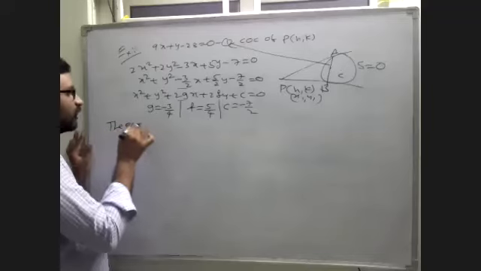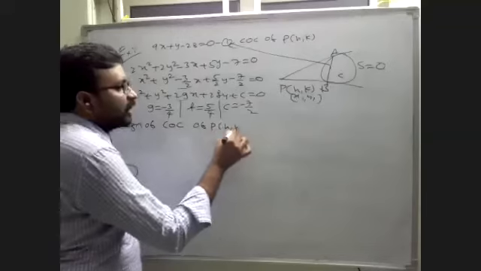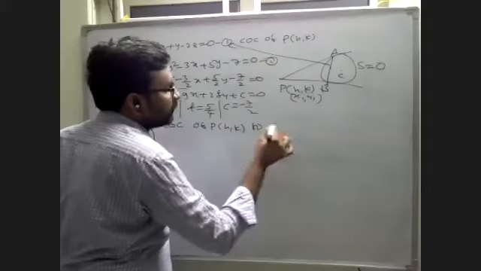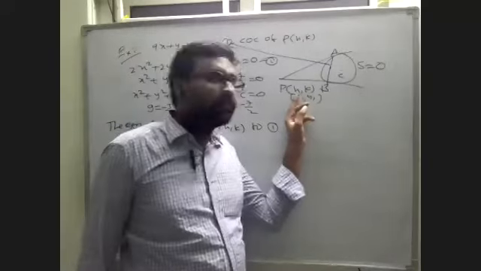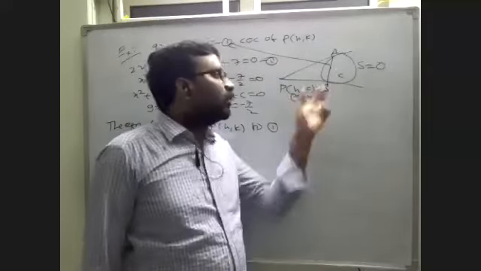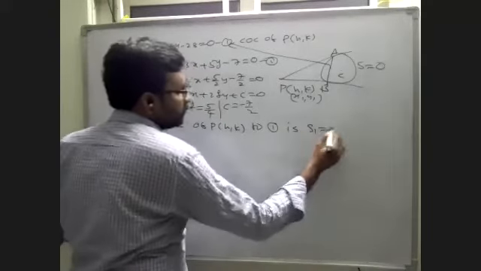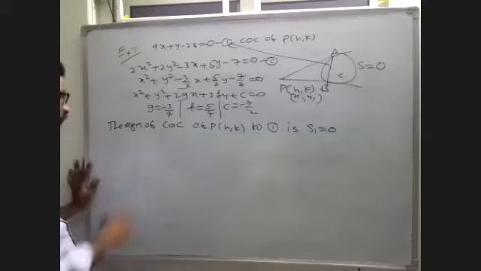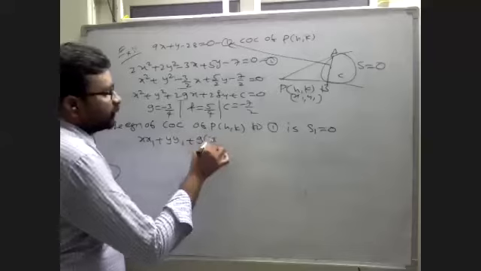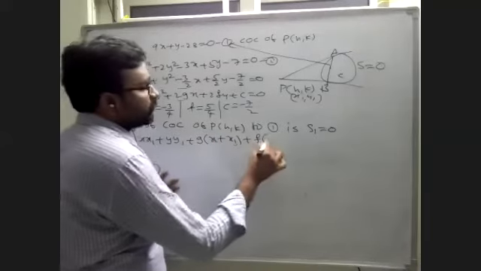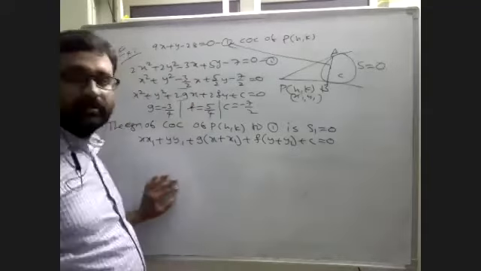The equation of chord of contact of P(h, k) to the circle S equal to 0 is what? S1 equal to 0, the chord of contact formula. What is S1? x x1 plus y y1 plus g into x plus x1 plus f into y plus y1 plus c is equal to 0. This is the equation of chord of contact.